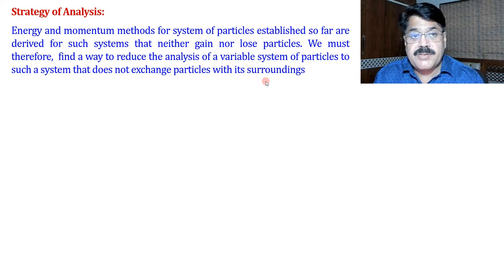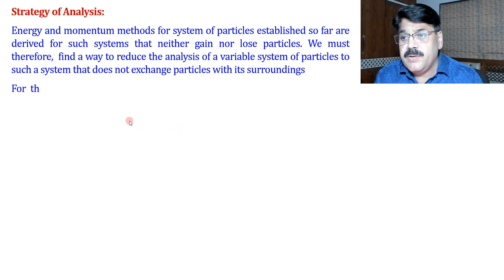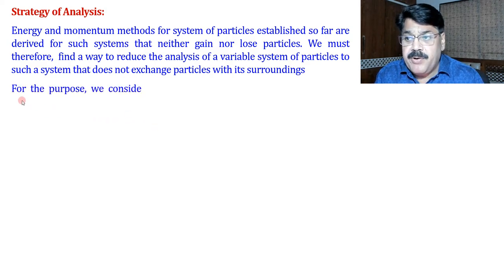In the variable system of particles, we must think of a condition under which the system we are considering is not exchanging particles with the surroundings. Let us see how it can be established. Again, we discuss in terms of the example of a conveyor belt. But what do we do, let us see.